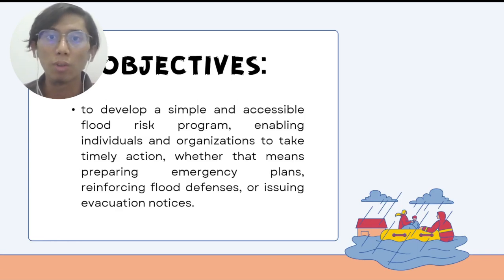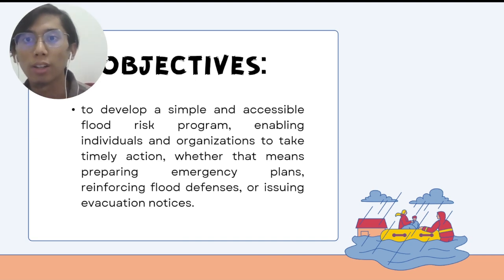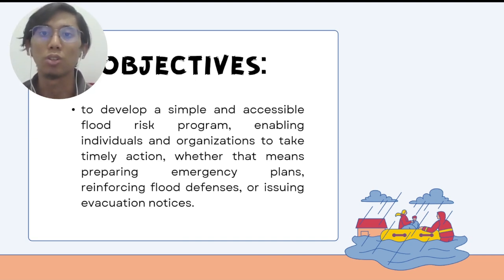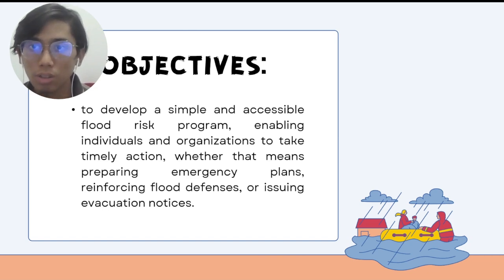The primary objective of the flood risk assessment tool is to provide users with a straightforward yet effective way to analyze flood risk. By processing data like rainfall intensity, river water level, and population size, the tool classifies risk into 3 levels: low, medium, and high. This categorization helps users grasp the urgency of the situation and prioritize action accordingly.